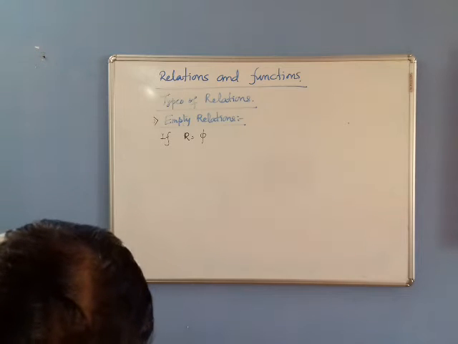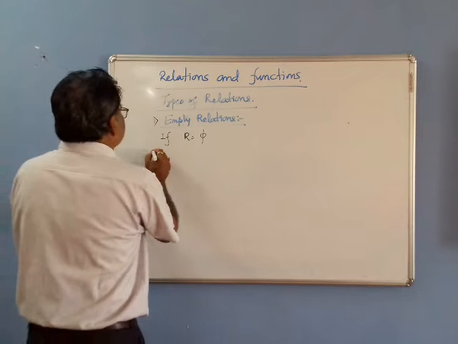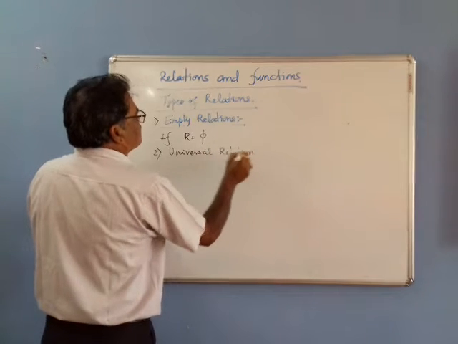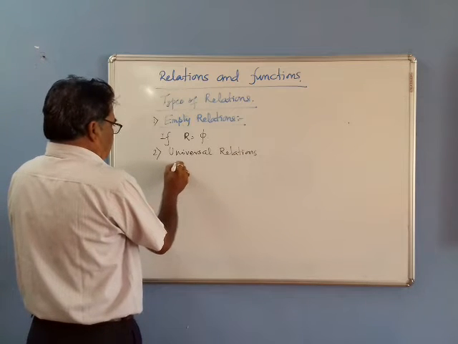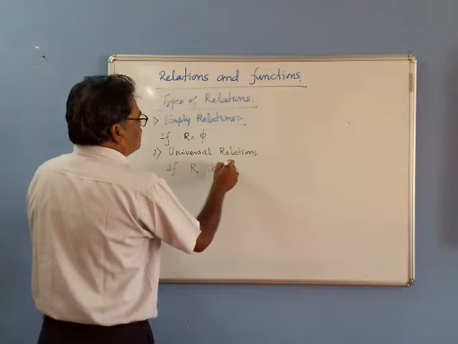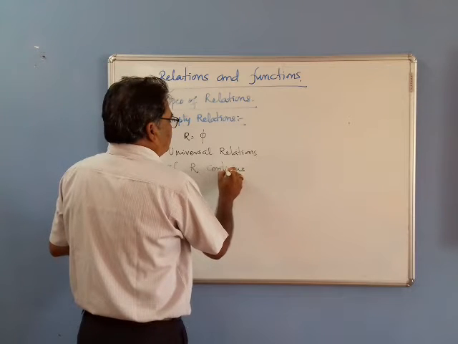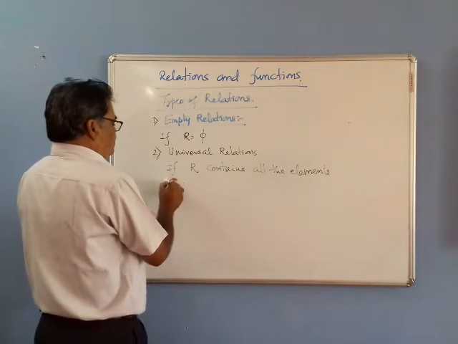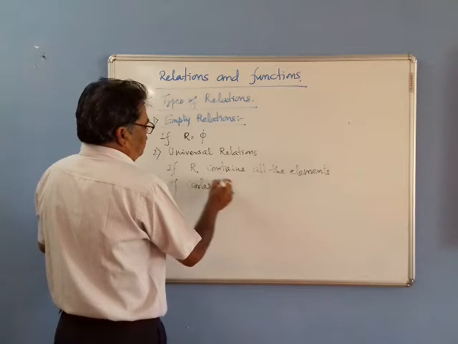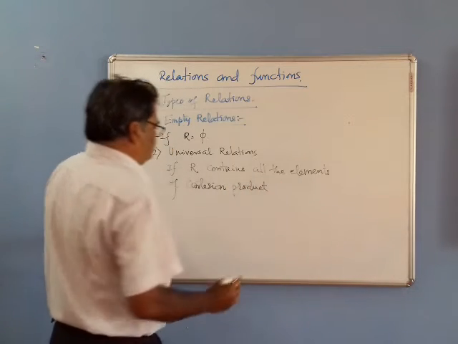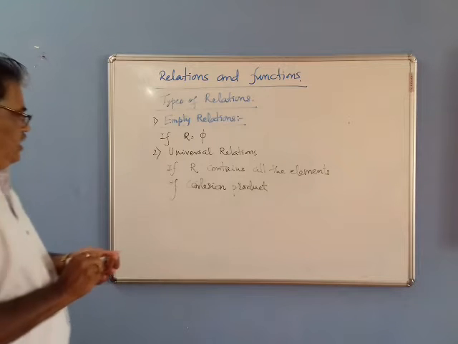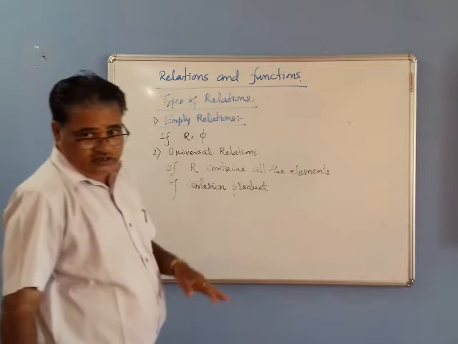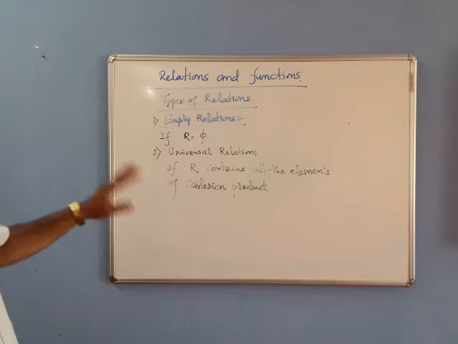Second is universal relation. Universal relation means, what is the meaning of universal? If all the elements, the ordered pairs in the Cartesian product, come into R, then we will call it universal relation. Okay, R contains all the elements of the Cartesian product.